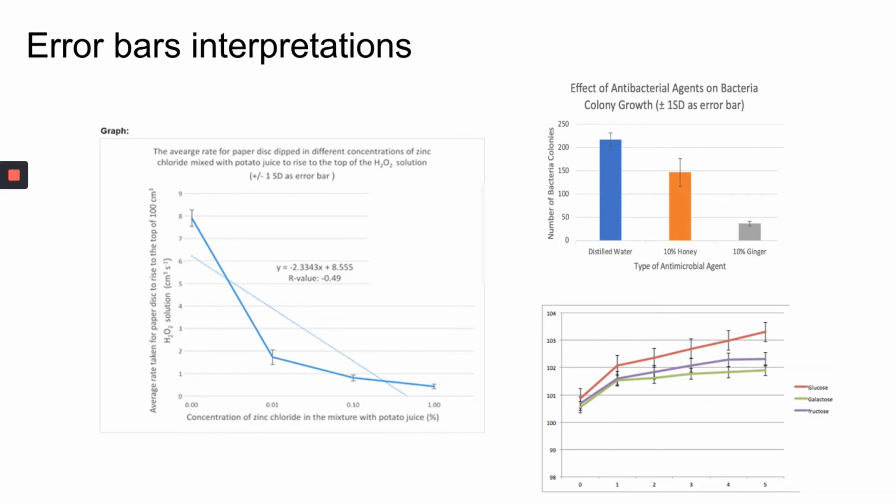All right, so how do we interpret the error bar? There's two parts that you need to mention. One is the length of the error bar. So let's look at the bar chart here. If you look at the length of the error bar, you'll notice that honey has the longest error bar. So in terms of reliability, honey may not be very reliable, as between the repeats, the data are very different. Meanwhile, for ginger, the length of the error bar is very short, so that means the ginger data is quite reliable. This means that between the repeats, the data is very similar. So that's what we mention about the reliability here.